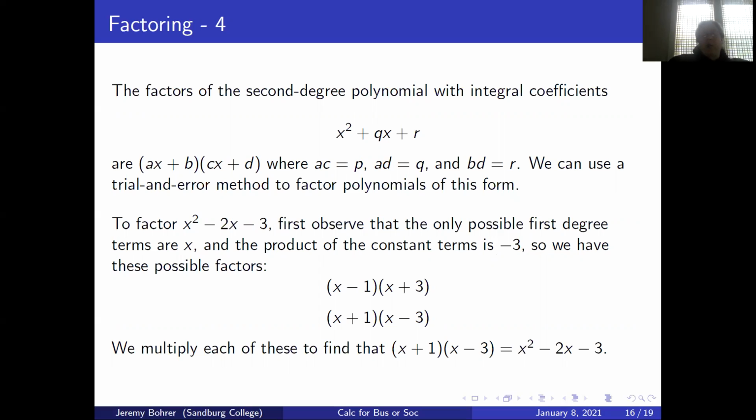To factor x squared minus 2x minus 3, first observe that the only possible first degree terms are x, and the product of the constant terms is negative 3. So we have these possible factors: (x minus 1) times (x plus 3), or (x plus 1) times (x minus 3). We multiply each of these to find that (x plus 1) times (x minus 3) equals x squared minus 2x minus 3.